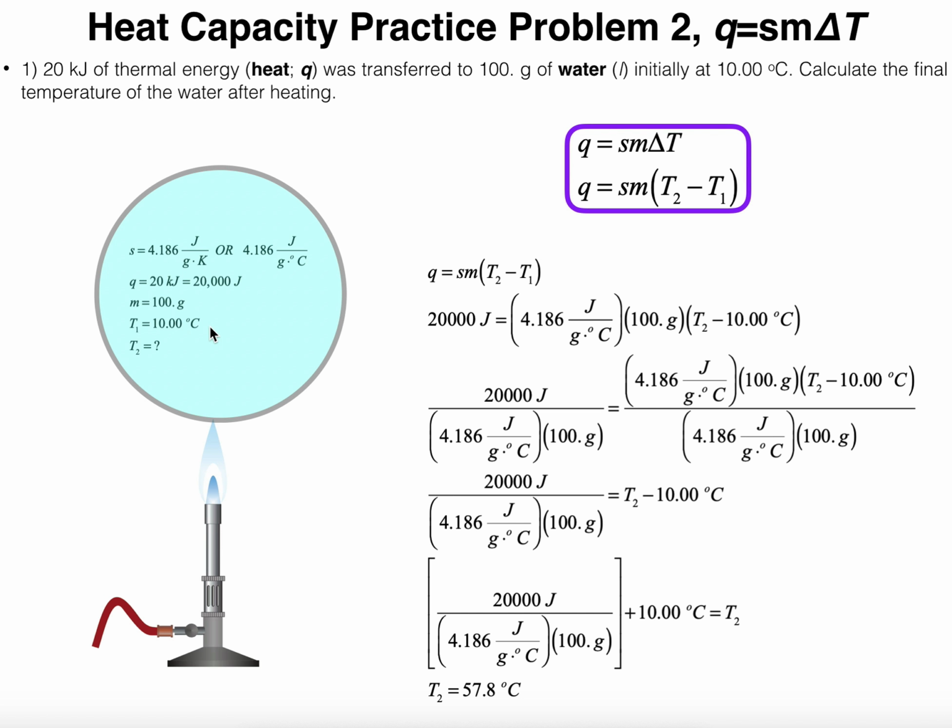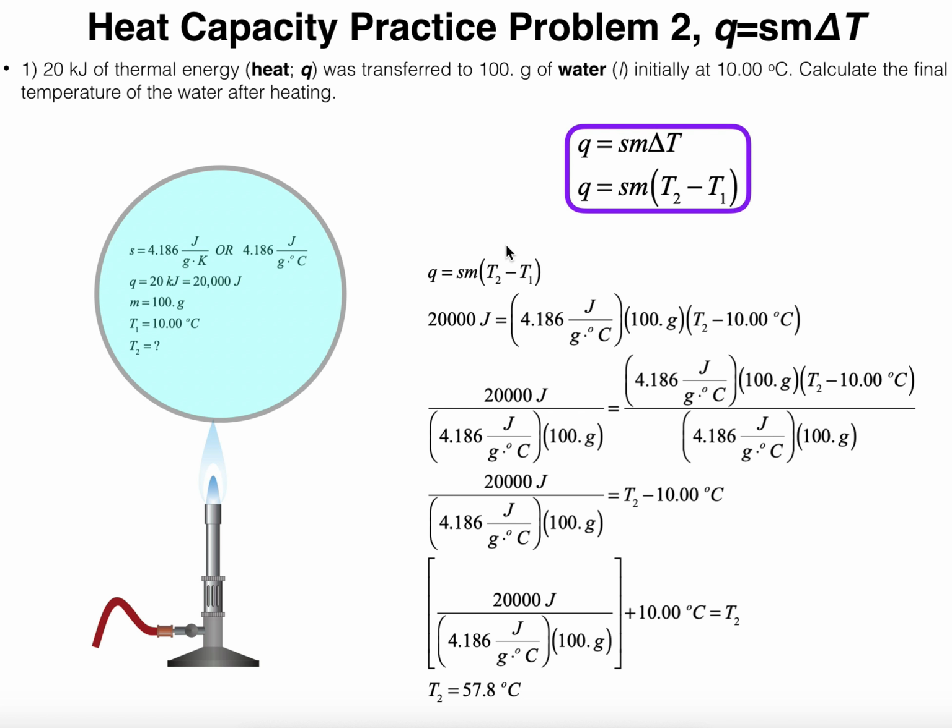This type of problem, where especially you're solving for one of the temperatures, is going to require some algebraic manipulation. So we're going to use this second form of the Q SMAT equation, Q equals SM times, in parentheses, T2 minus T1. Be very careful that you leave these parentheses here. If you lose one of these parentheses, it can be very easy to make an algebra mistake.